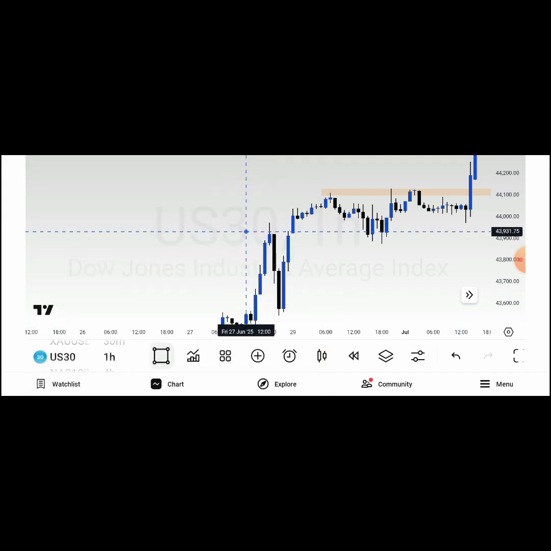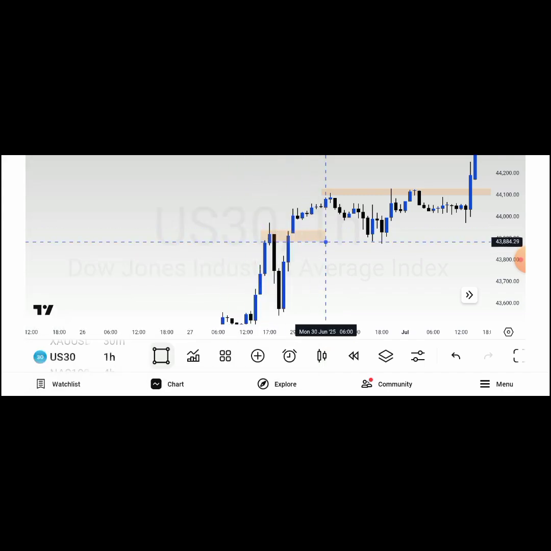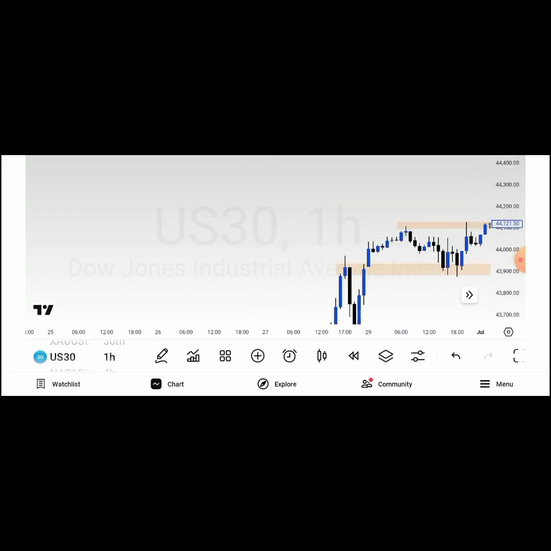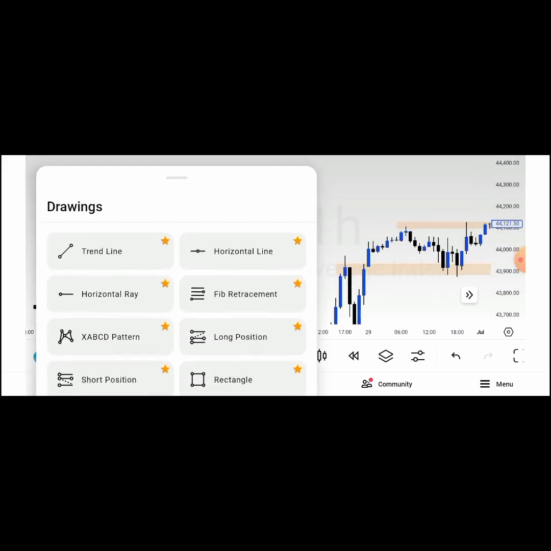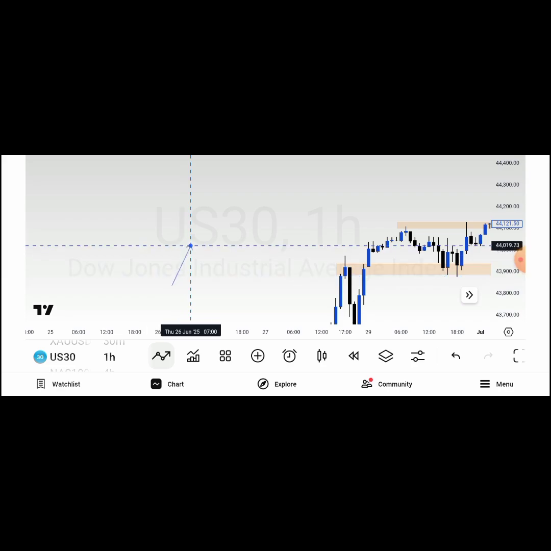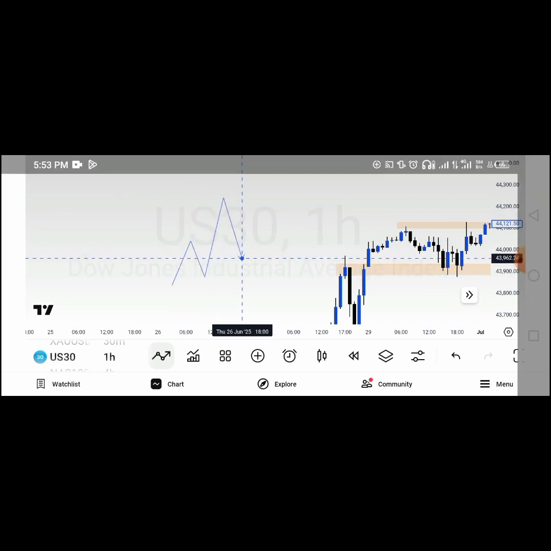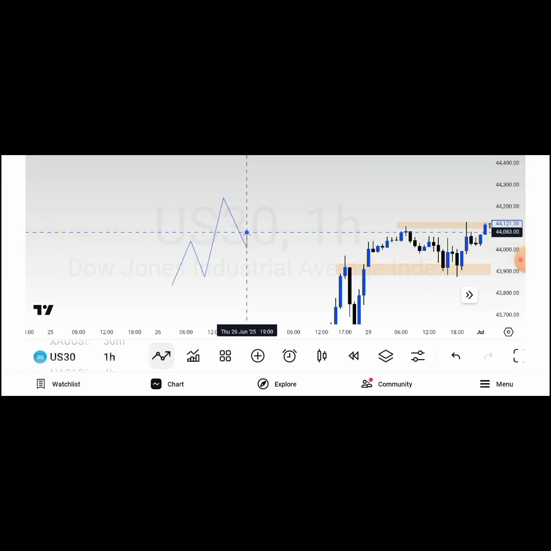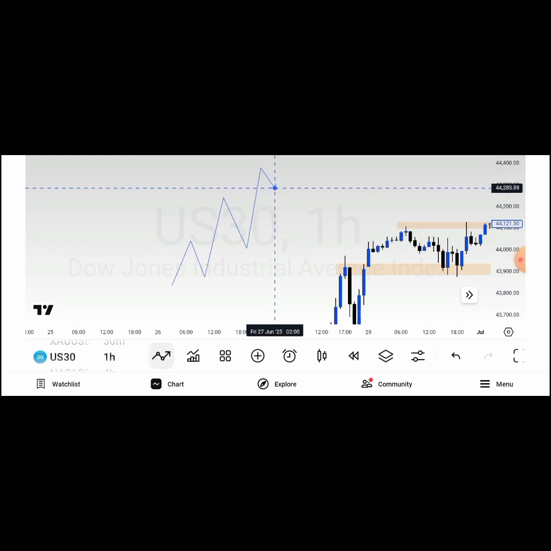This top, this point here, was a resistance zone before. Now, resistance and support zones could also be like this. We did that in the previous video, like when the market is moving in waves, like this, like this, like this, and like this.